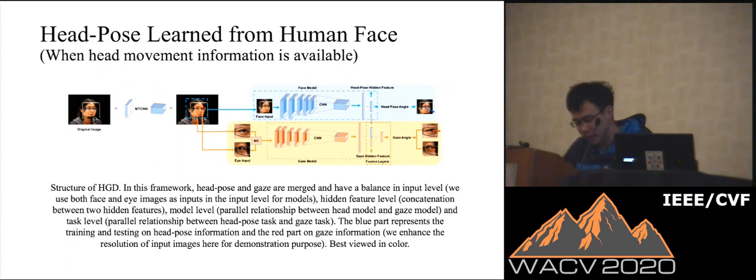This is the first proposed method in our system, the head pose aware gaze detector. This method is applied to scenarios where head movement information is available. Thus, the model has two streams of input, one each for eye and face. The model incorporates features from both streams at different levels, including feature concatenation and multitasking. In this framework, head pose and gaze information is merged in a balanced way. These two streams symmetrically process gaze and head pose features and fuse them at the hidden feature levels.